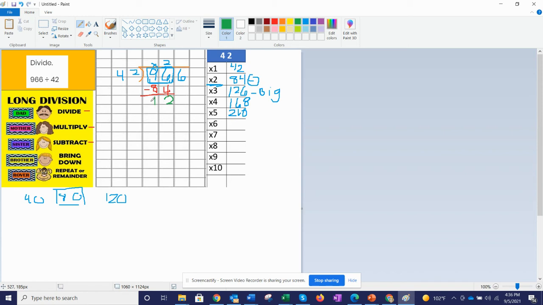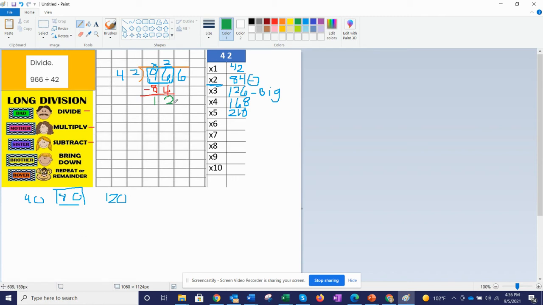When you're done with subtracting, you want to look at the answer you get, the difference. The difference is 12. The thing you want to check is that it's smaller than what you're dividing by. Is that smaller than the divisor, which is 42?